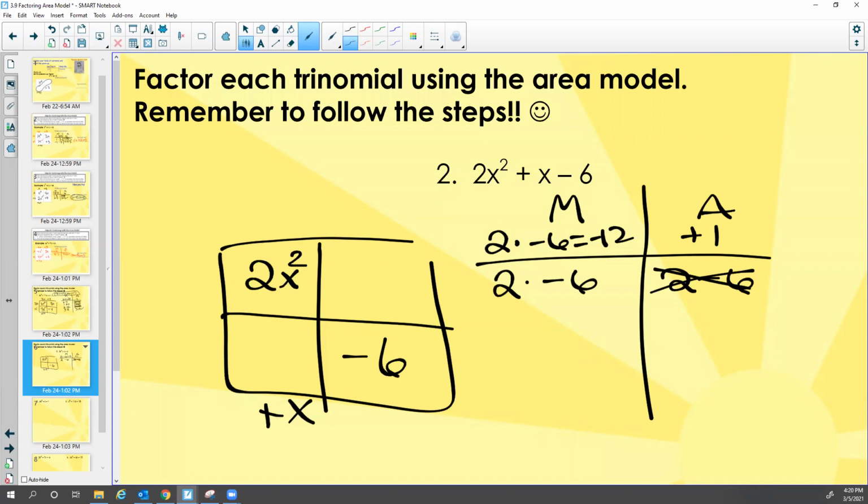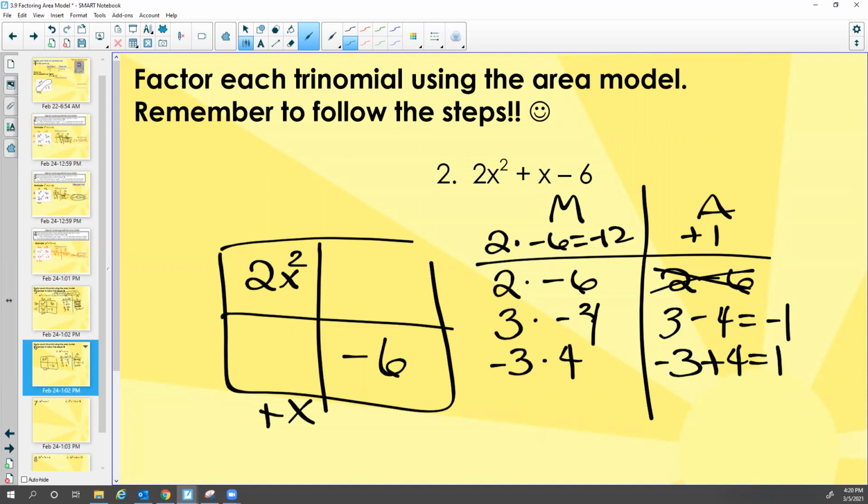So I'm going to continue on to other factors. What about 3 times negative 4? Well, 3 minus 4 equals negative 1. Well, let me just change the signs. Make 3 the negative. Make 4 the positive. Negative 3 plus 4 gives me positive 1. So negative 3x and positive 4x are what goes into my diagonal.